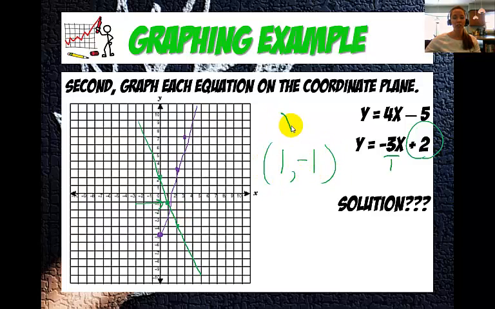That's the point. Just like x and y give us our coordinate points when we're drawing points on a line or a graph, those are our solutions. X equals 1 and y equals negative 1. Literally, if I plugged in 1 and negative 1 for x and y, both equations would become true.